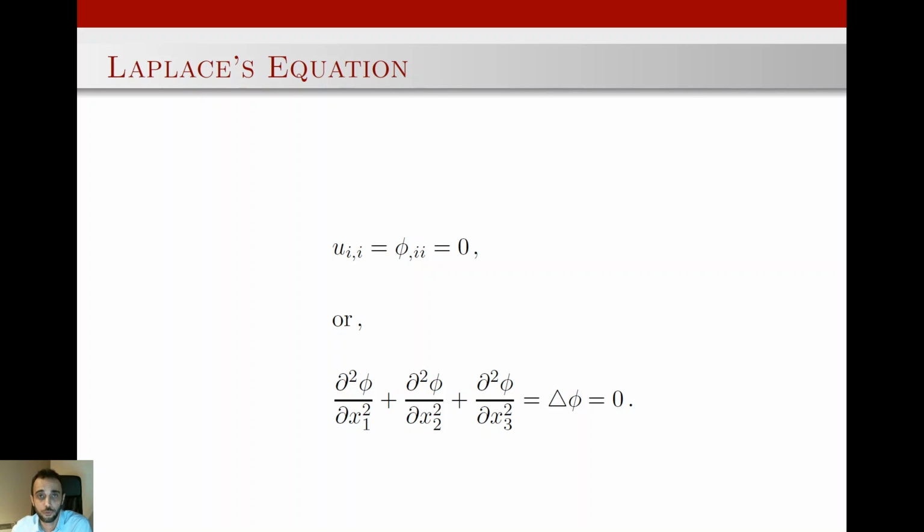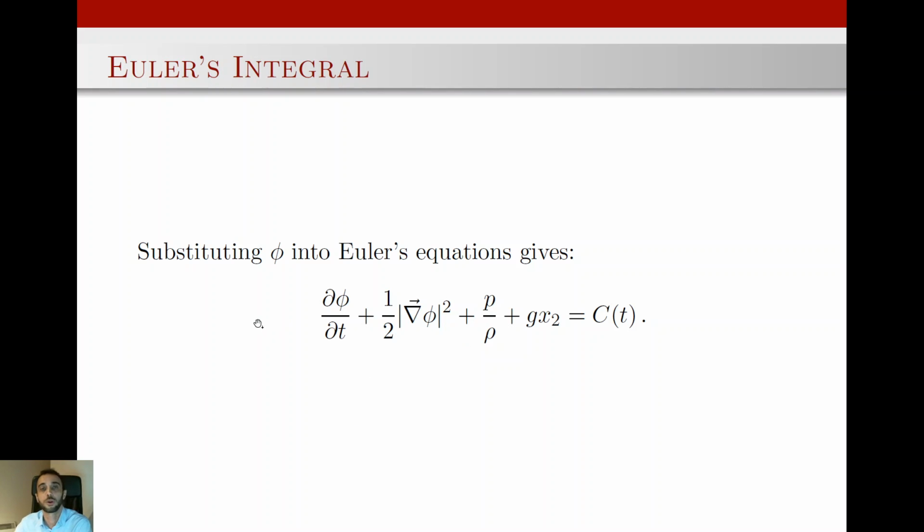This is a huge improvement compared to where we started from, in that now we have a linear equation, and instead of 3 unknowns, we now have 1 unknown, which is phi. If we know phi, we can find u1, u2, u3, or the velocity field. If we are interested in knowing the pressure, we can substitute this phi into the Navier-Stokes equation in general, or Euler's equation, doesn't matter. And we will arrive at this equation, which is known as Euler's integral. So by knowing phi, we can find the velocity field, and by substituting into Euler's integral, we can find pressure.